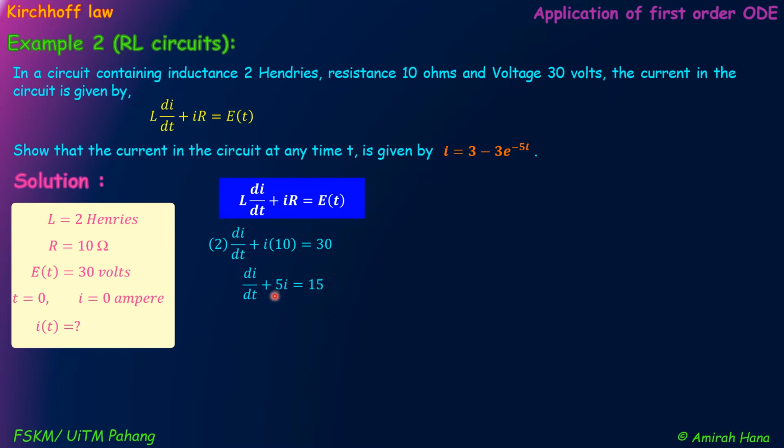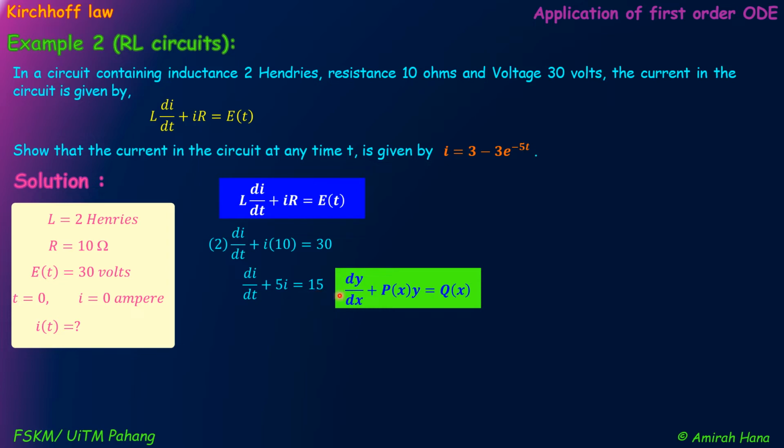From here, this is similar to a linear equation under first order ODE. If we compare with this linear equation, y is similar to I, which is current, and x is similar to time, which is t. So our P(x) equals 5 and our Q(x) equals 15. But in this case, our P(t) equals 5 and our Q(t) equals 15.